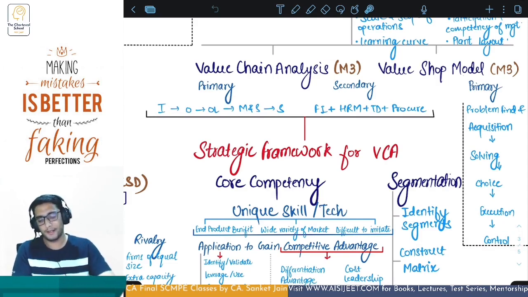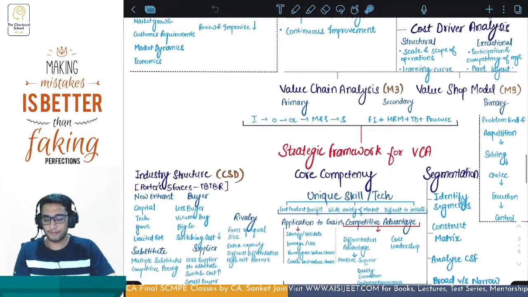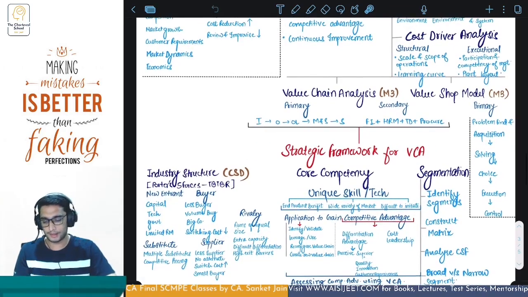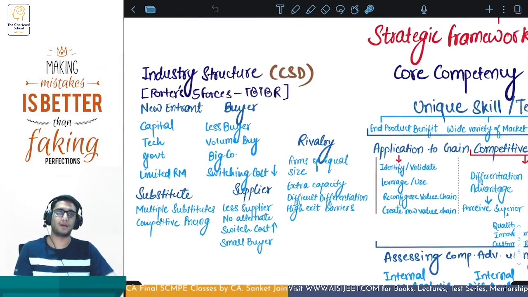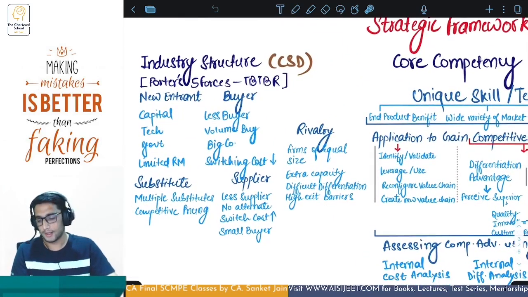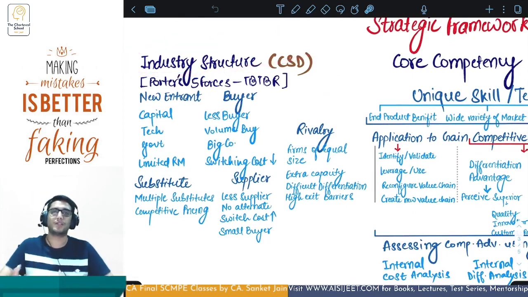All right. Value shop model does not deal with input to output conversion, it deals with solving of problems. Now, a strategic framework is required for value chain analysis. So there are three topics under this heading. First is industry structure analysis, okay, which is also known as Porter's five forces model. To learn this, you could use TBTBR, which I use.